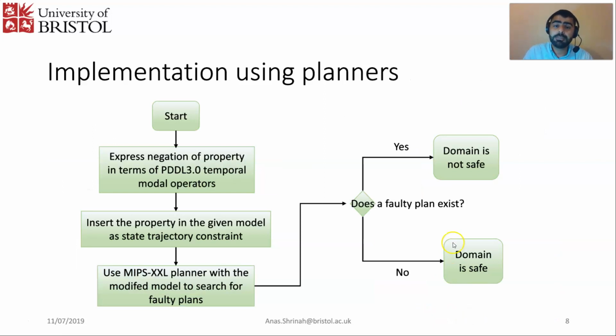Similarly, we have applied it using planners, specifically state trajectory constraints planners, such as the MIPS XXL IPC5 version. First, we check again if the goal is achievable or not. Then we express the negation of the property in terms of PDDL 3.0 temporal modal operators, and then we insert this negated property in the given model as a state trajectory constraint, and then we use the MIPS XXL planner that supports the state trajectory constraints with the modified model to search for faulty plans. If any are found, these would be valid blind counterexamples and the domain would be not safe, otherwise the model is safe.